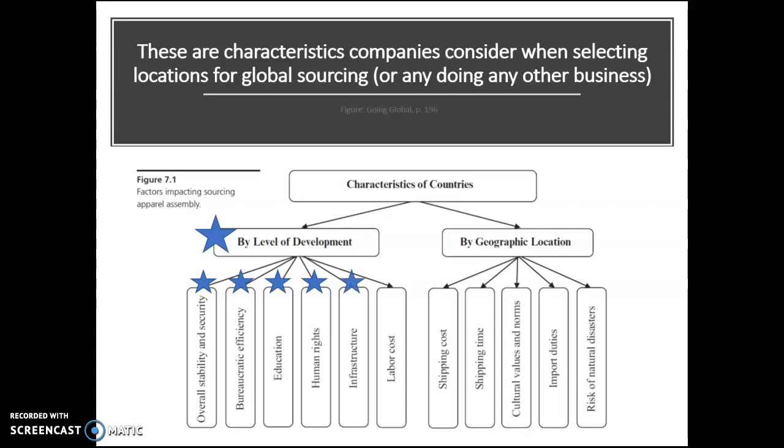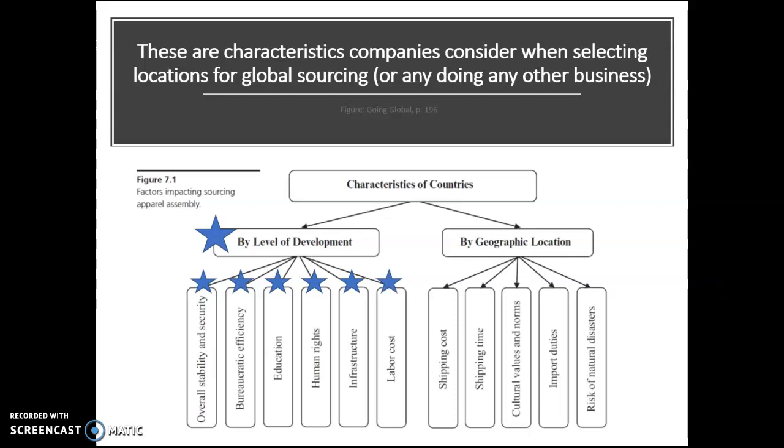Infrastructure. We talked about this in lecture video 1. So I'll just reiterate that if they don't have proper communication availability or properly paved roads or well-developed ports to get your product in and out, you cannot source from that country because you will physically not be able to do that. And then labor cost.